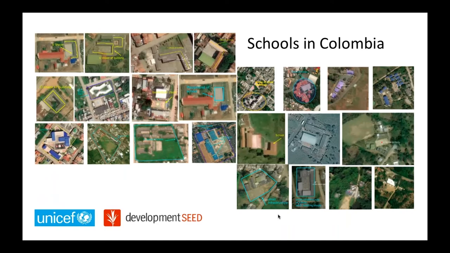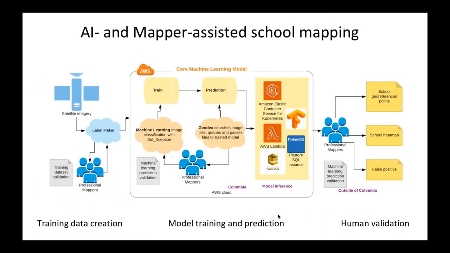So this is the infrastructure that we built for this classification problem of identifying schools. One thing to highlight is that there are professional mappers at each step of this process. We have professional mappers at the beginning, creating our high quality training set. That training set is fed into our model, which is trained with a library called Xception, a convolutional neural network.